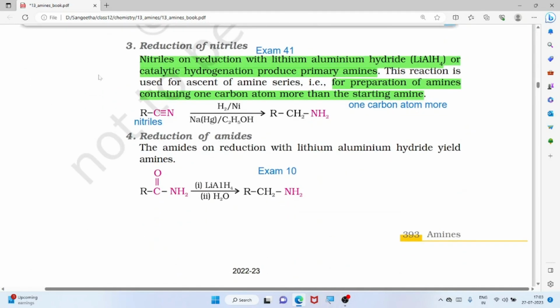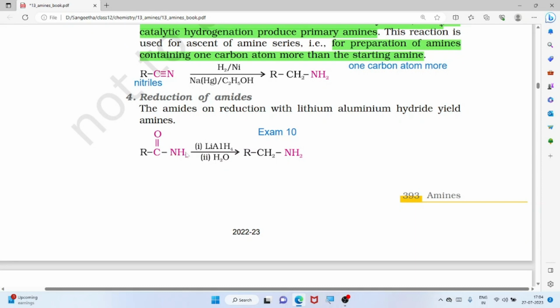Reduction of nitriles. Nitriles on reduction with lithium aluminum hydride or catalytic hydrogenation produce primary amines. So this is the reaction. This is the preparation of amines containing one carbon atom more than the starting nitrile. Here the amines will have one carbon atom more than the starting nitriles.